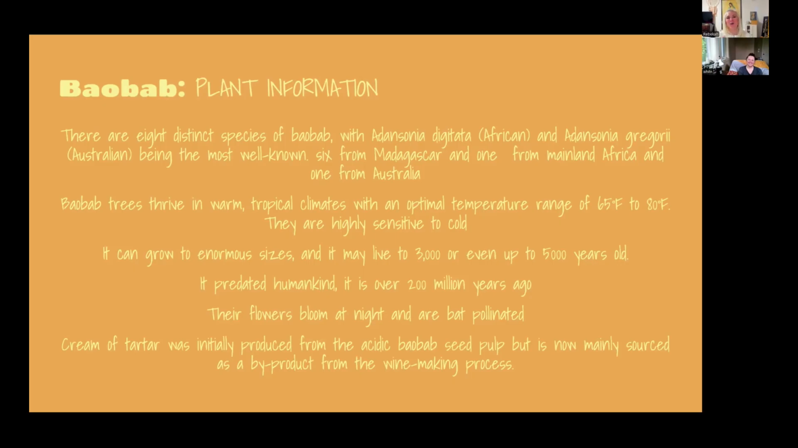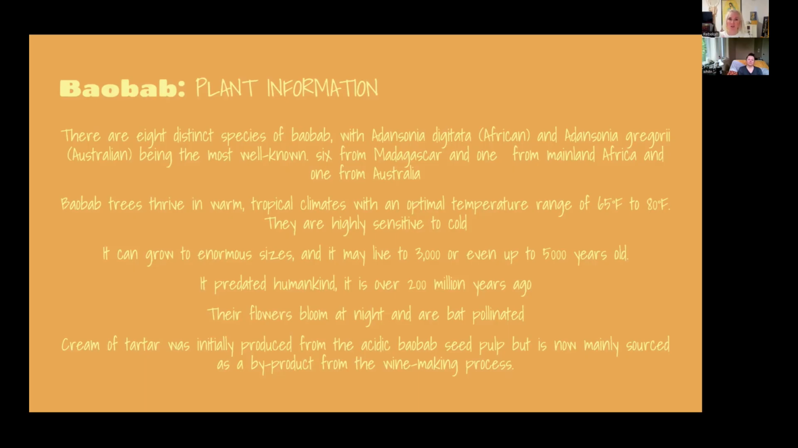The reason it's called the cream of tartar tree is that before we started making cream of tartar from the winemaking process, it was produced from the seed pulp of the baobab tree, which is acidic. Cream of tartar is the one that stabilizes egg whites, and they use it in the creation of baking powder as well.